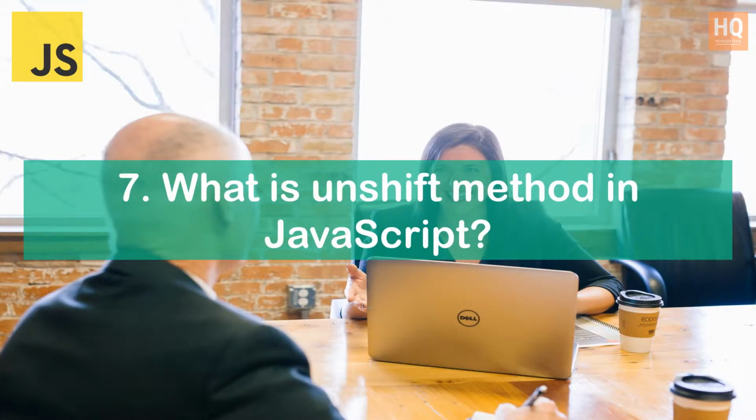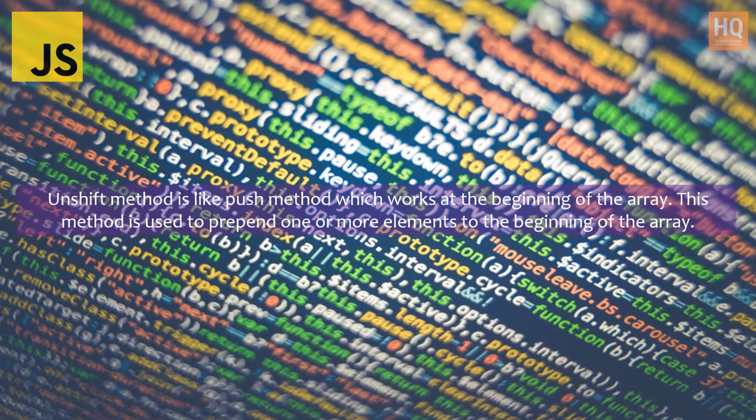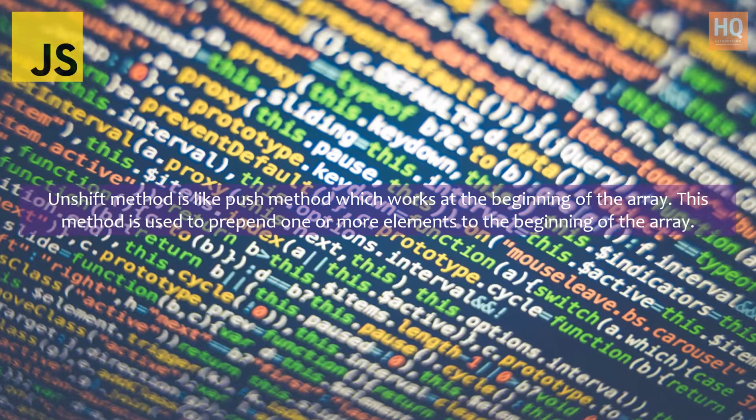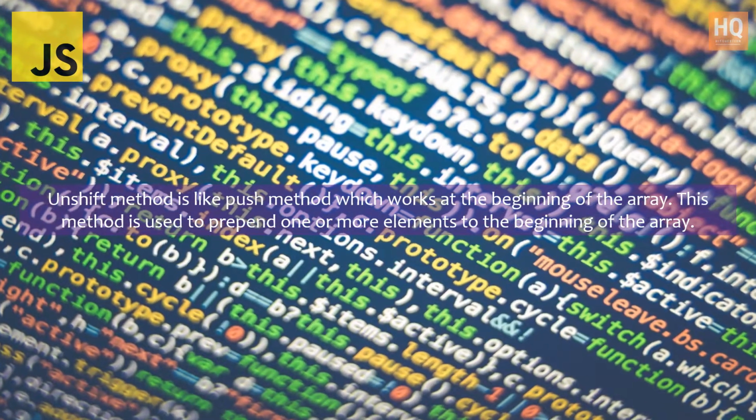What is unshift method in JavaScript? Unshift method is like push method, which works at the beginning of the array. This method is used to prepend one or more elements to the beginning of the array.